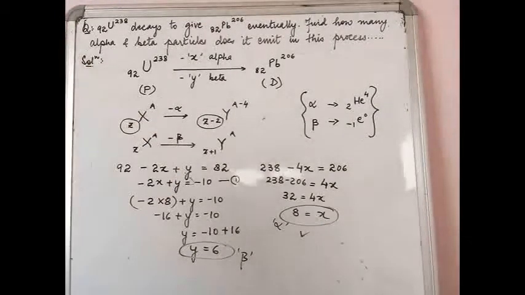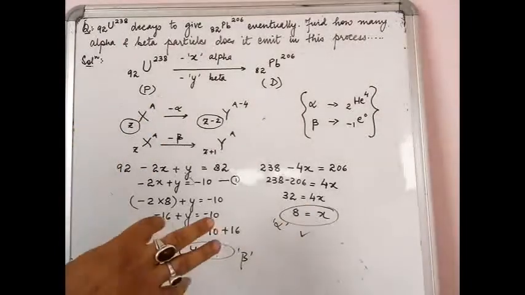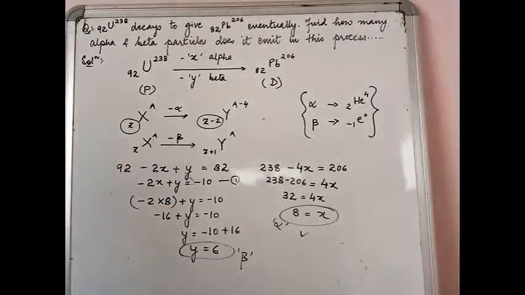Okay, so this is one question. The reason why I took this question is because this question involves a particular situation in which both alpha and beta are coming out from the same nucleus, although that is not practically possible, but for the sake of the question we have dealt with this.